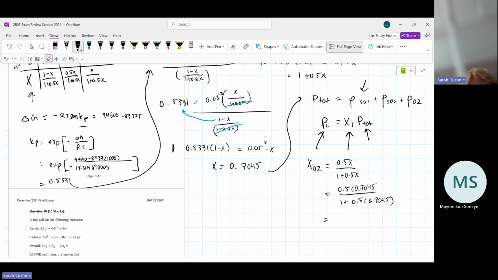And if you calculate this, I'm too scared to change tabs again for OneNote glitching out on me. We'll get a value of 0.26 approximately.